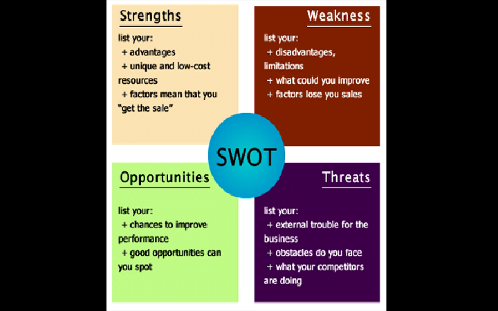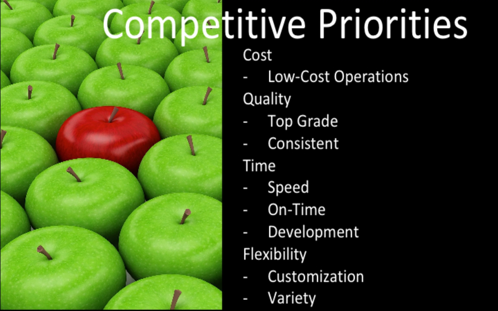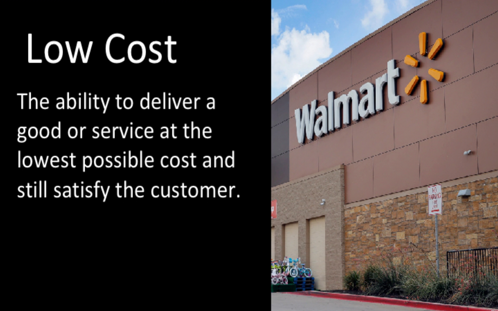Once an organization has developed an overall strategy, they can now determine their competitive priority. The competitive priority helps to define the approach the organization will take for success. There are 8 basic competitive priority types, divided into 4 main categories. The first category is cost. And the competitive priority under cost is low-cost operation.